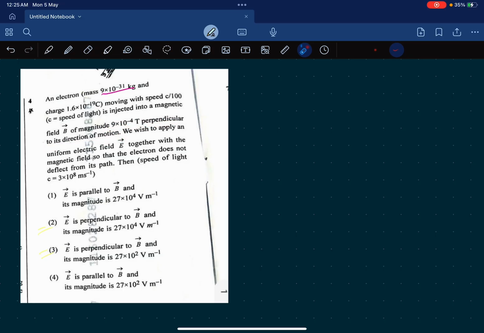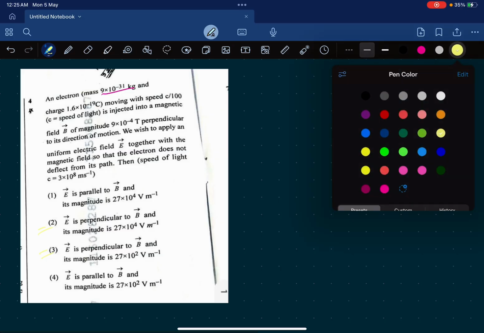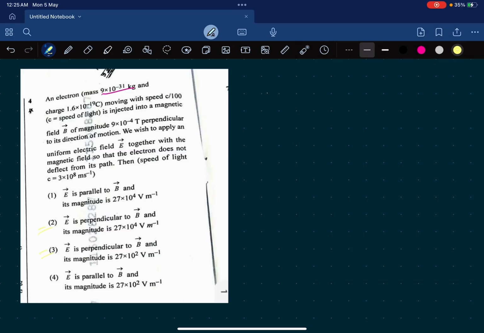In that situation, we apply a uniform electric field in such a way that the electron's path remains the same. It means the electron doesn't deflect from its original path. In that situation, what will be the speed of the electron? Well, this is a well-known concept, so I hope everybody can remember this. This situation will occur only if the electric field and magnetic field are perpendicular to each other, and the ratio of electric field to magnetic field should be equal to the speed of the charged particle. Therefore, the electric field should be perpendicular to the magnetic field, and its value should be V multiplied by the magnetic field.